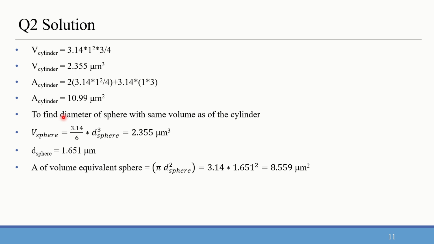Now in this question we are asked to find the sphericity of the cylinder which has a diameter of 1 micrometer and a height of 3 micrometer. For that, we need the surface area of the sphere which has the same volume as that of the particle, and we need to find the surface area of the particle. Always remember that the surface area of the sphere will be the least.